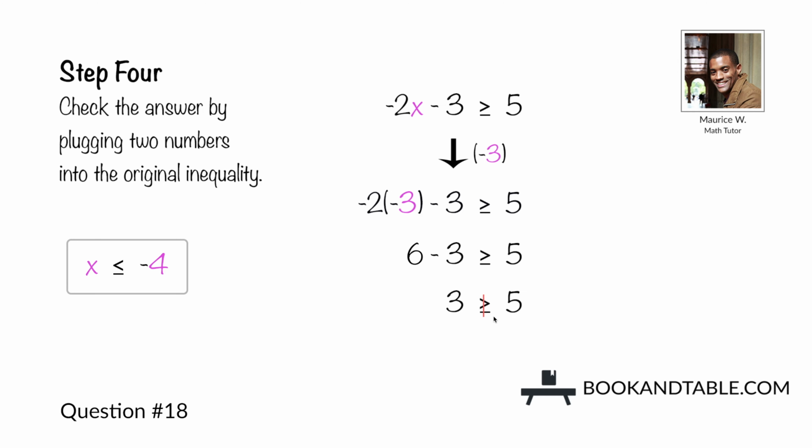We then plug in -3 for x, leaving us with -2 times -3, which is +6. 6 minus 3 gives us 3, leaving us with the false statement, 3 is greater than or equal to 5. So this confirms the second part of our answer to question 18, which is x is less than or equal to -4.